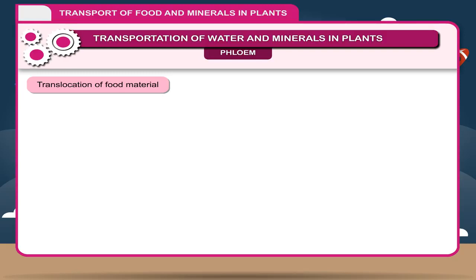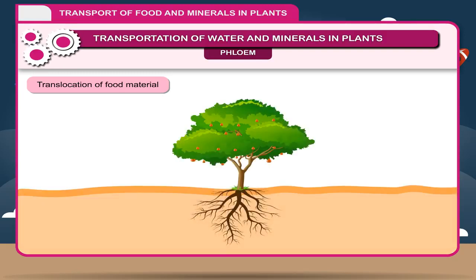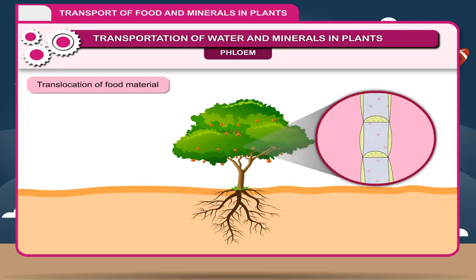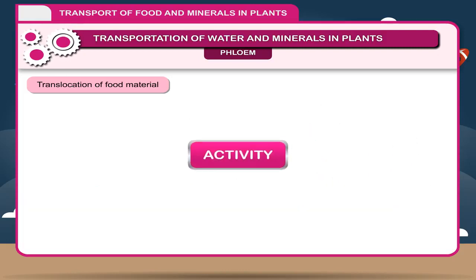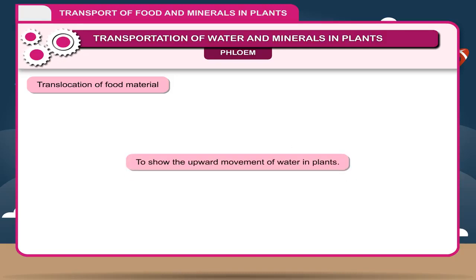Translocation of food material. The prepared food material reaches from leaf to different plant organ is called translocation of food material. It is known that phloem cells are involved in the transport of soluble food material from leaves to different plant organs. This movement of food from the phloem cells is bidirectional, that is, food can move up and downwards simultaneously.